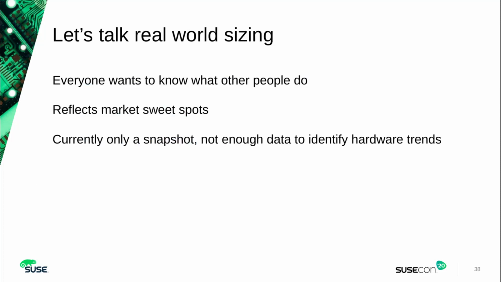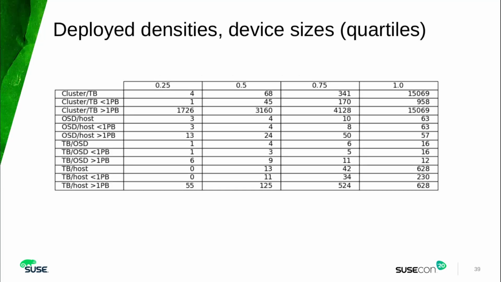Let's look at real-world sizing now. Can we deduce some best current practices from this data for hardware configuration? And I think that yes, we can. Since we only have a very limited data set, we cannot yet identify trends in data according to the market as, say, hard drives change in price and capacity. But we can definitely tell that there are some trends in the hardware already today in how systems are configured. So this brings us to this table.